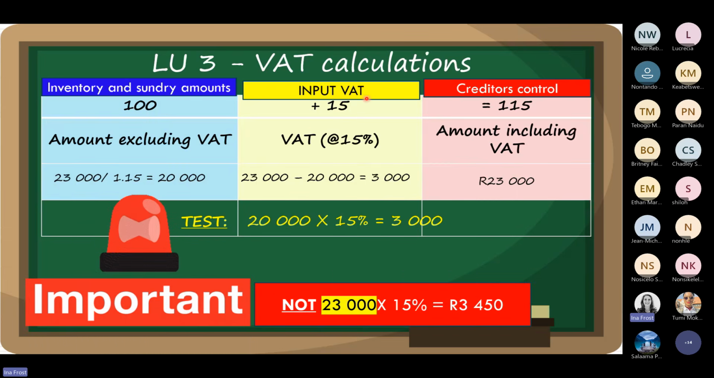Remember again, your 15% VAT is always calculated on the amount excluding VAT. You can't calculate either your input or output VAT on the amount including VAT, because you can see here it gives me a very different answer if I use the amount including VAT than when I use the amount excluding VAT. So please remember, if you're going to use your 15%, to make sure you are using the amount excluding VAT.